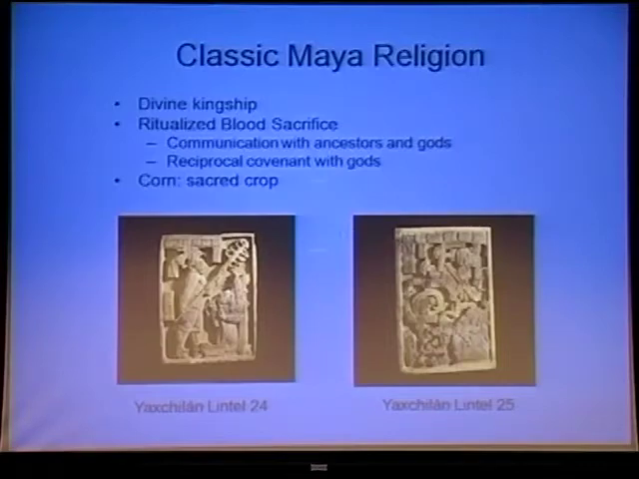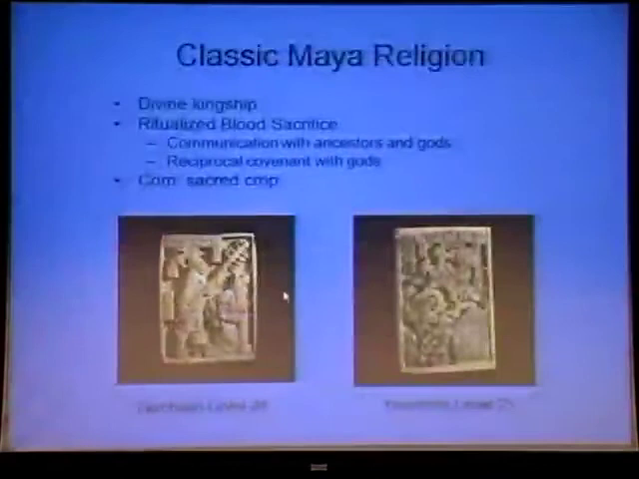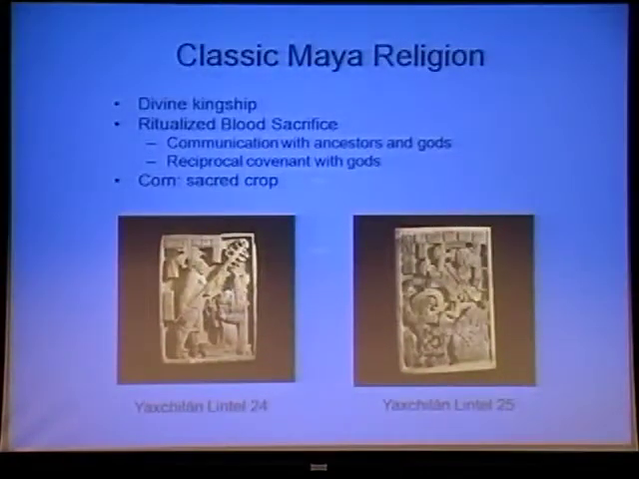Both of them are from the site of Yaxchilan, which sits on the Rio Usumacinta, which forms part of the border between Guatemala and Mexico. And these lintels date to about 700 AD. So in the first one, you see King Shield Jaguar here, and his wife, Lady Xoc.